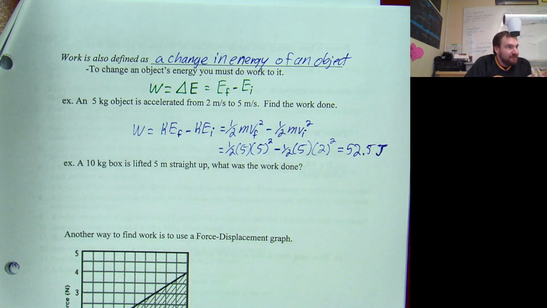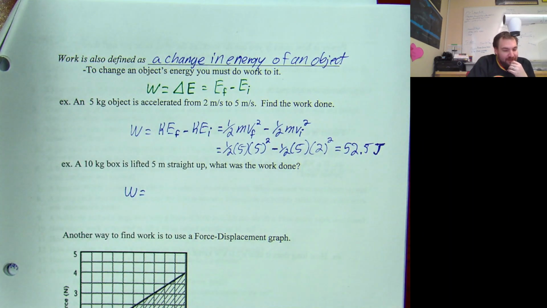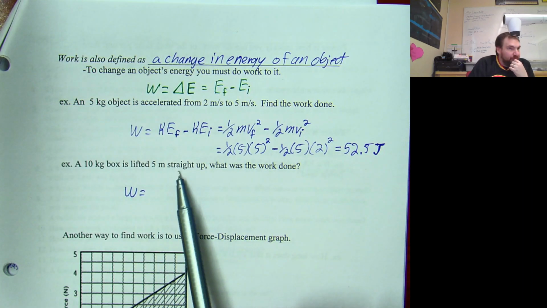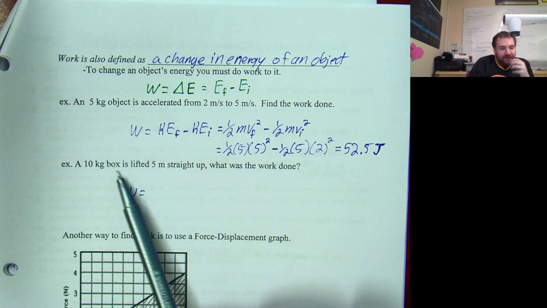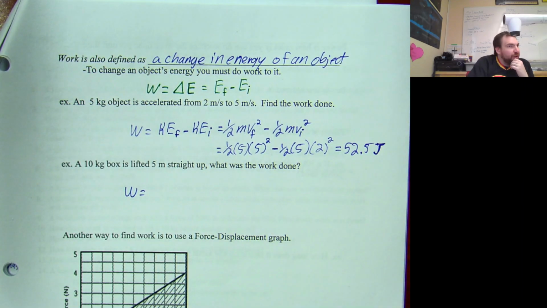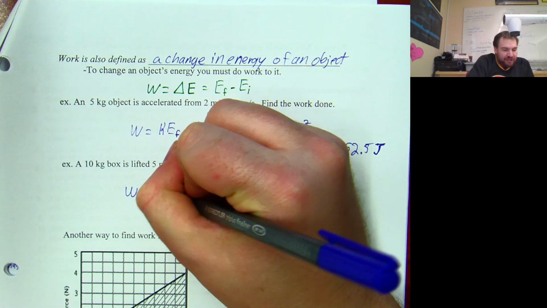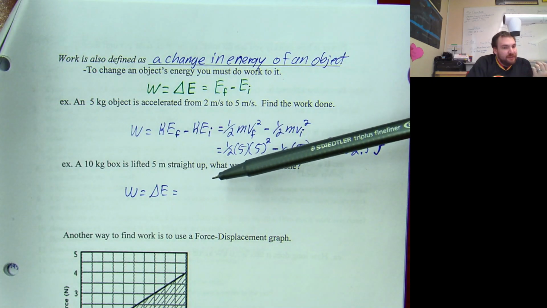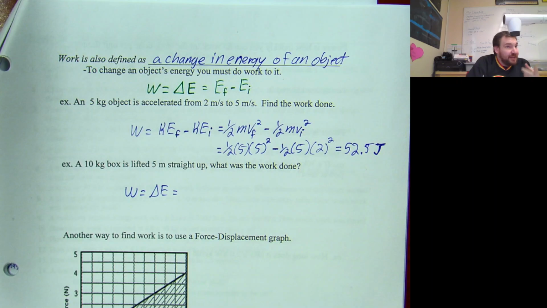Another example. We're lifting a 10 kilogram box 5 meters straight up. You could use a crane, maybe you're climbing a ladder, I don't know. A 10 kilogram box is being lifted 5 meters straight up. What was the work done to do that? Well, we're still going to use this idea of work is equal to a change in energy. But in this case, what kind of energy does our object have? It's going to have potential energy.